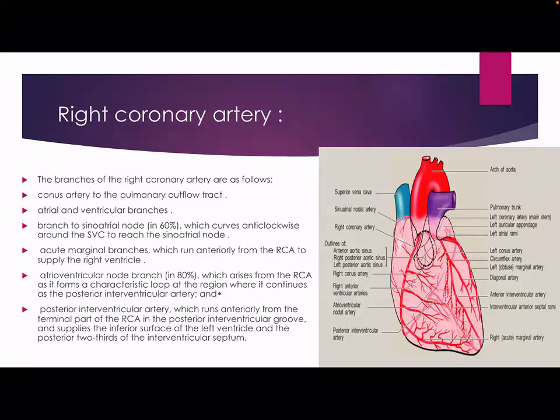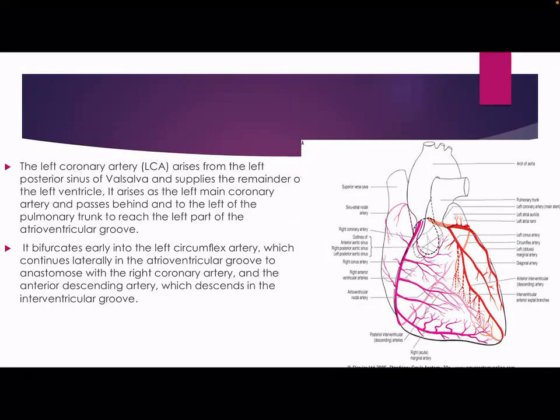The left coronary artery arises from the left posterior sinus of Valsalva, and it supplies the remainder of the left ventricle. It arises as the left main and passes behind and to the left of the pulmonary trunk to reach the left part of the atrioventricular groove. This is the main trunk of the left main artery before dividing into branches. It bifurcates into 2 main branches.